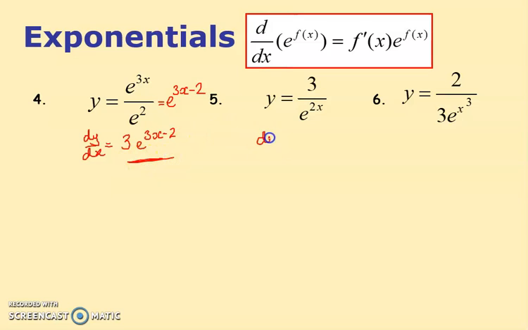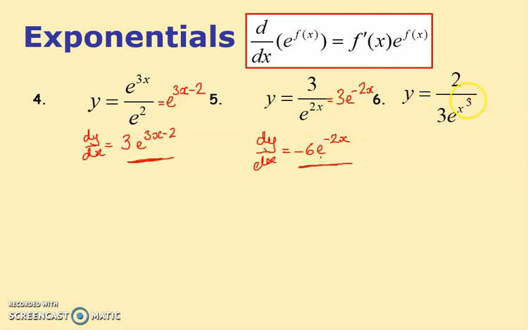Next one. dy by dx equals. Now, can I rewrite it? Yes, I can. It's 3e to the minus 2x. The power is on the bottom, so I put it up the top, and it becomes negative, and now I can differentiate it. So it becomes, well, bring the minus 2 down, that gives me minus 6e to the minus 2x. Notice the power stayed the same, I just differentiated the minus 2x, and it gave me minus 2.